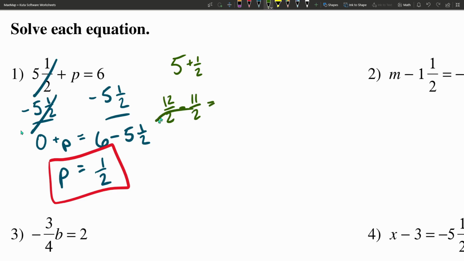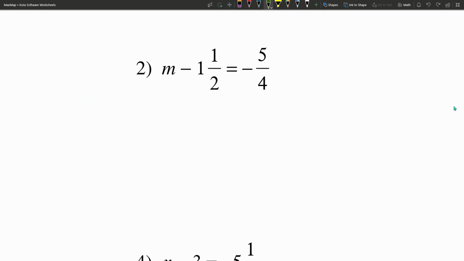Subtracting the numerators, because my denominator is the same, I'm just going to keep it as is. 12 minus 11 is 1. So there's just another way to get 1/2. I wanted to just show you a couple different ideas so that whatever you feel more comfortable with, roll with that method. So let's move on to number two.